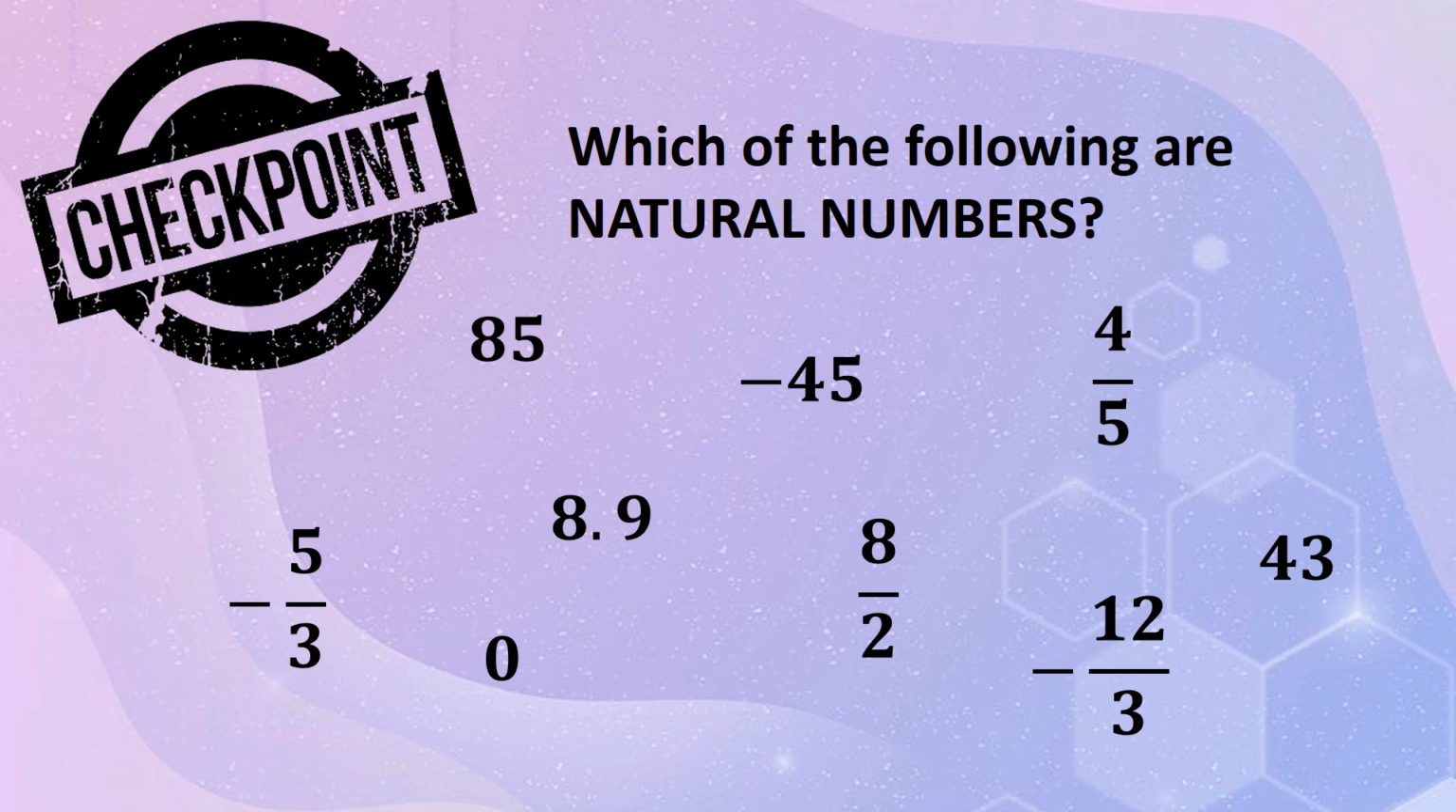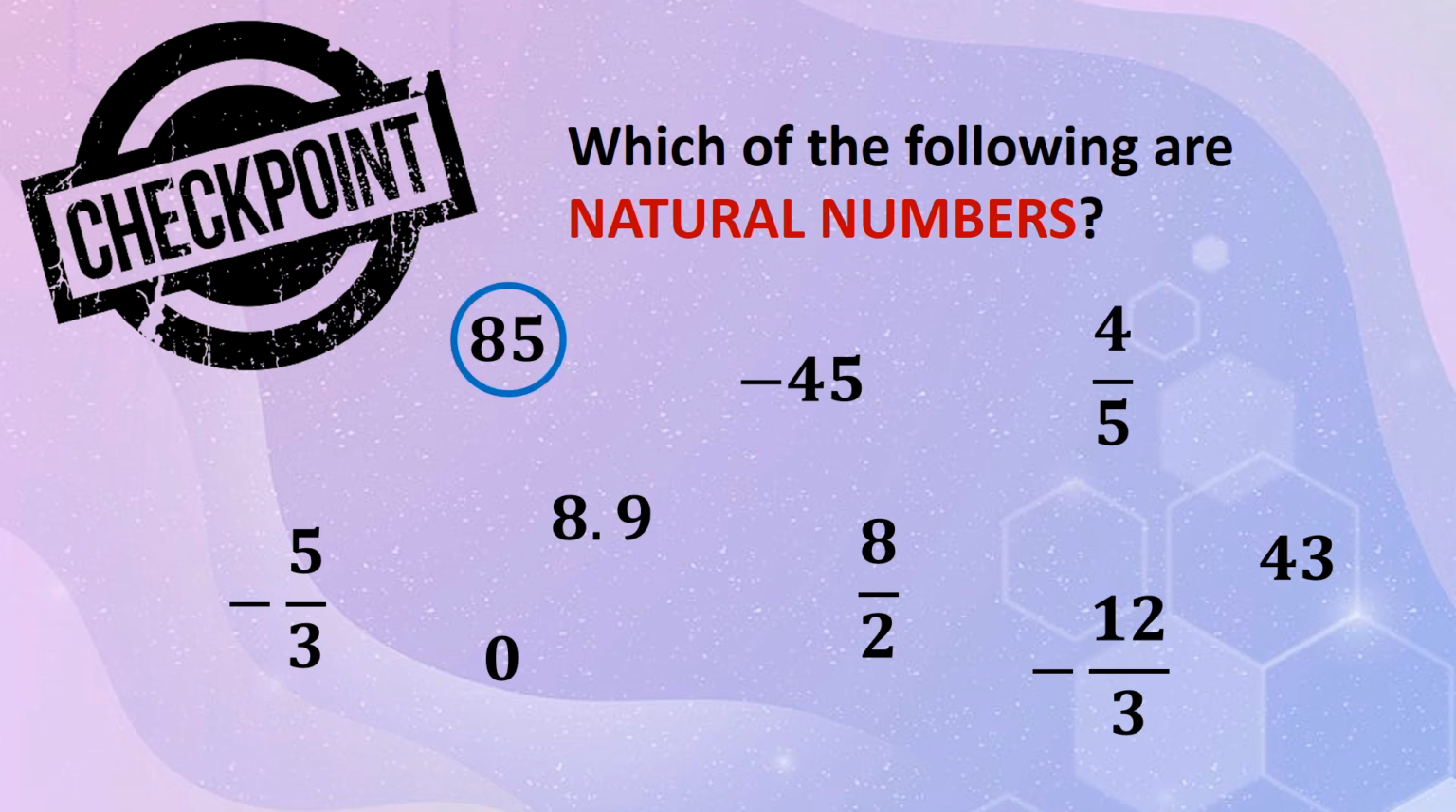Okay, 10 seconds over. In order to approach this problem, usually what I like to do is highlight the keywords. Once you highlight the keywords, review the concept real quick. What are natural numbers again? Natural numbers are like counting numbers. So let's start with the top left corner. 85. Can you count 85 times with your fingers? The answer is yes. So that's why 85 is a natural number.